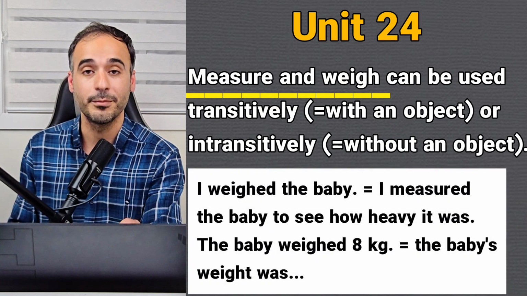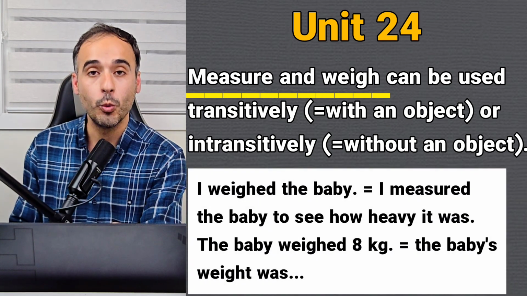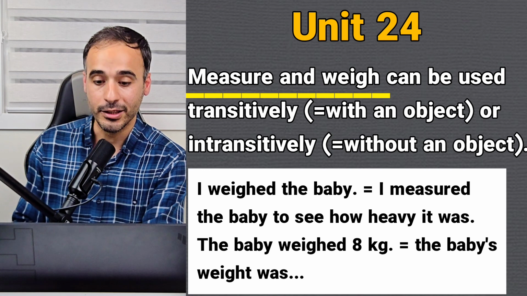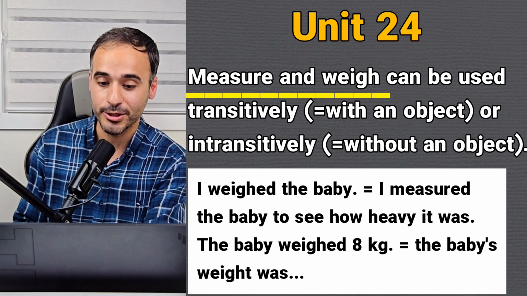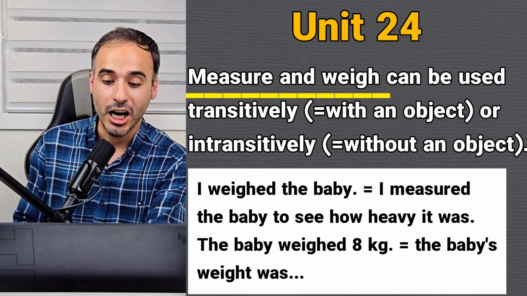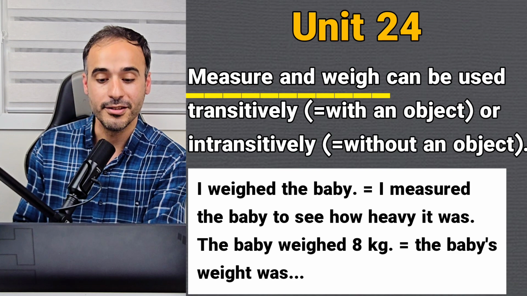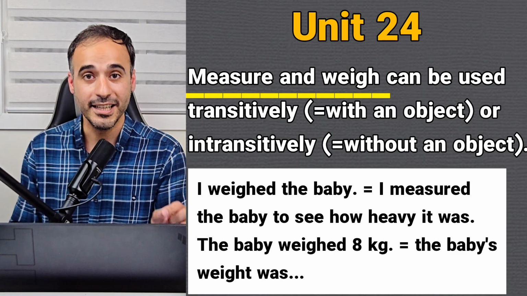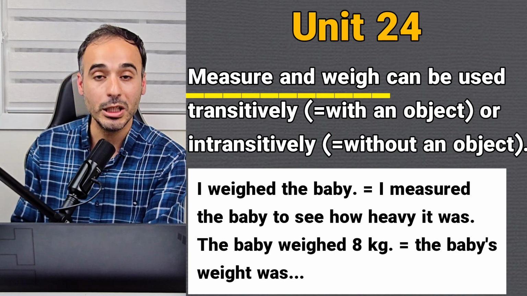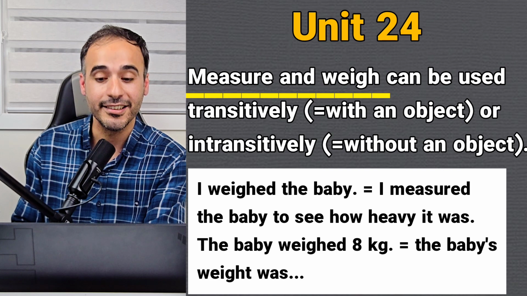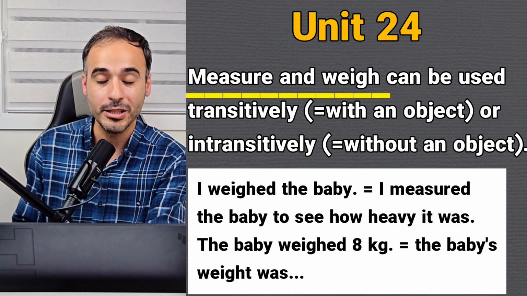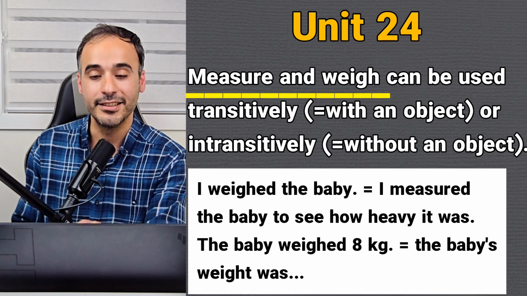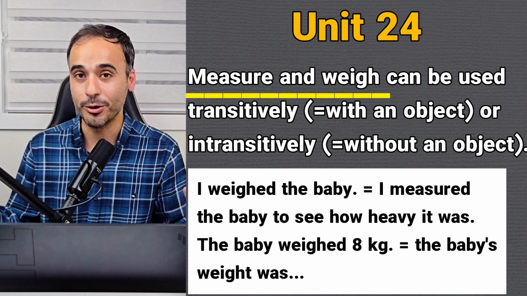The next example is about weigh. I weighed the baby. Here we have an object. The baby is an object. I measured the baby to see how heavy it was. The next example, the baby weighed 8 kilograms. So the baby's weight was 8 kilograms. Here we don't have an object.